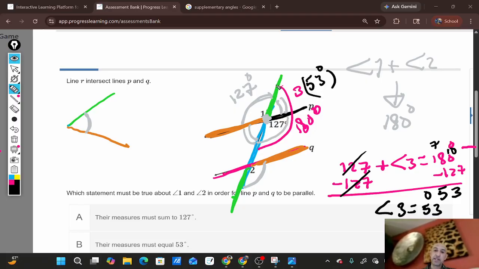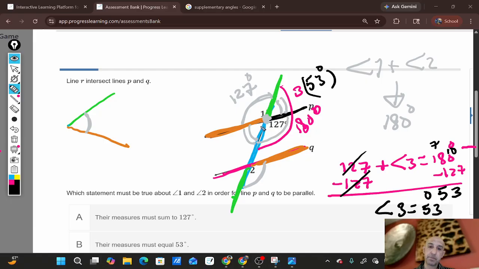And we know that this angle here, which is angle 3, which is 53, is meeting this angle here. We can call it, for example, angle 4. Okay, they meet at the same head. So this will be like 53. So here is 53.